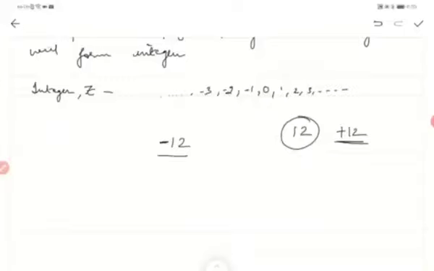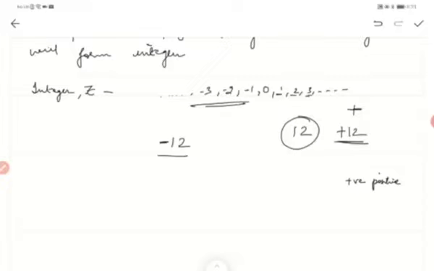Sometimes the whole numbers and natural numbers that we use are just positive numbers, so we haven't used the positive sign all the time. When we come to integers, whenever we write a number simply without any sign, it has a positive sign. And if it is negative, the sign will be represented.